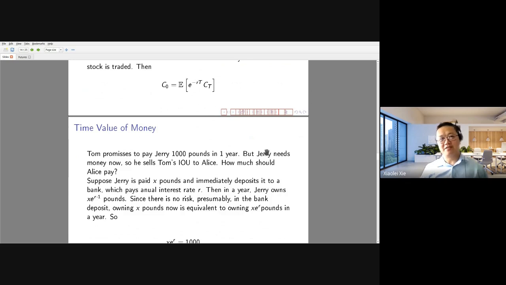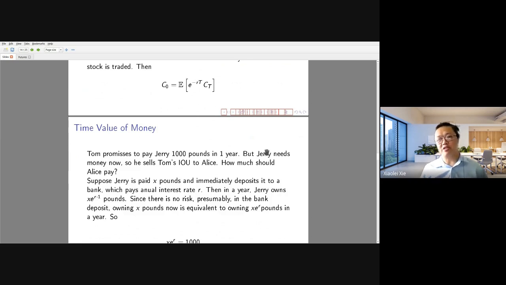So the idea is this. Let's say your friend Tom promises to pay Jerry £1,000 in a year, but now Jerry needs the money now. So he decides to sell this IOU to Alice. So how much should Alice pay for this IOU in order to receive £1,000 in a year?